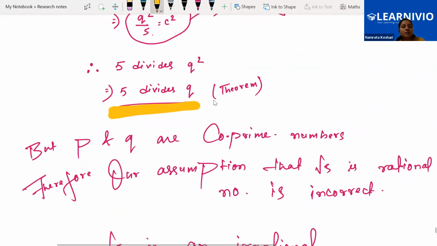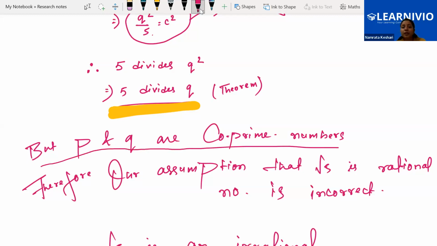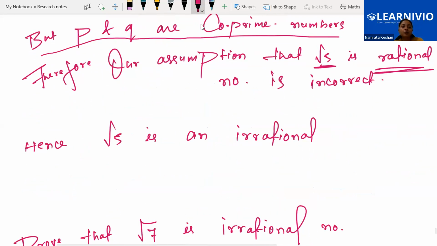Since we have taken the assumption that P and Q are co-prime, that was our assumption. So 5 is a number which is dividing P also and Q also. It is not possible at all. That's why we are saying that our assumption that root 5 is rational is completely baseless. It's incorrect. And hence root 5 is an irrational number.